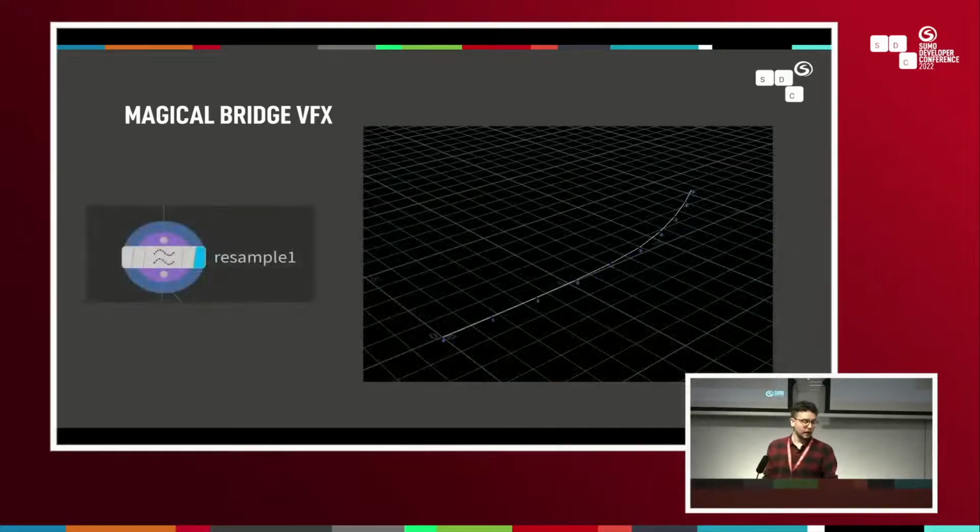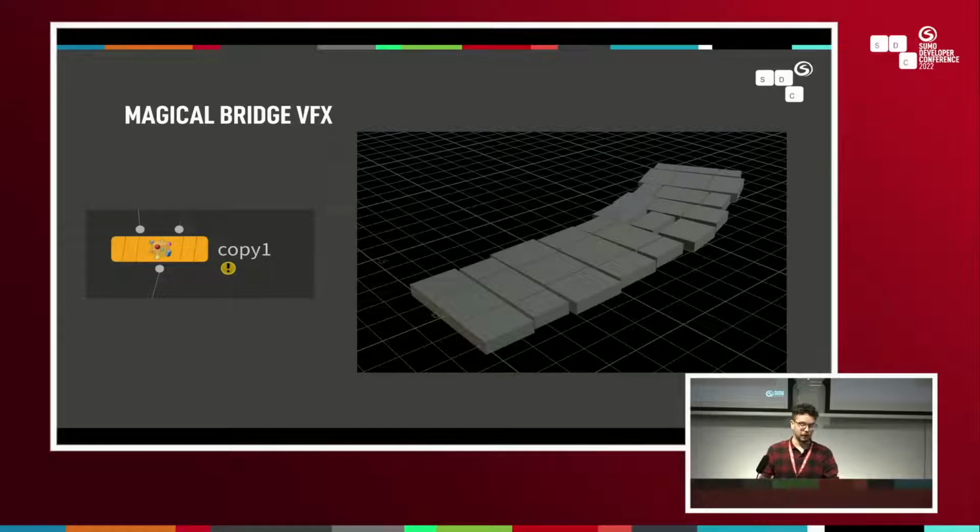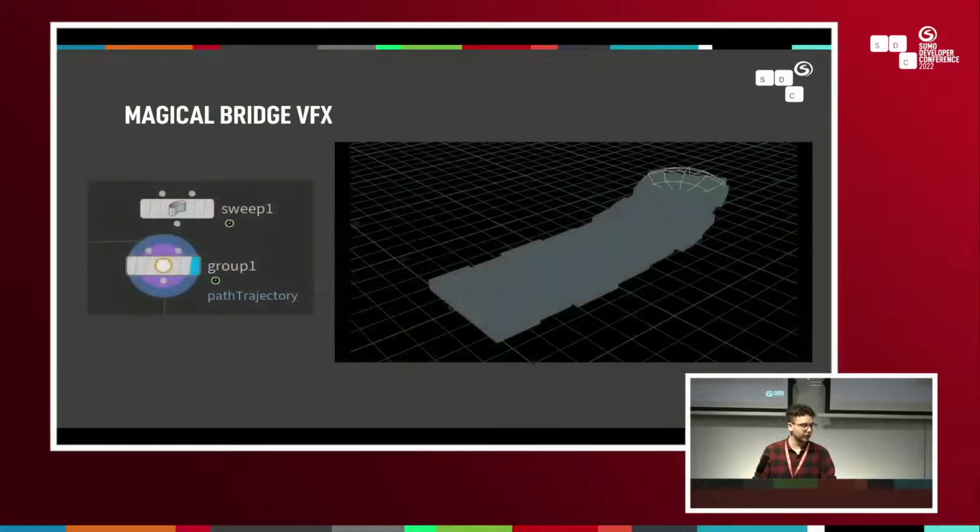So I resample this spline in Houdini just so it has a uniform amount of points. This spline is made by the artist in Unreal in real time. And then I copy, well, this is just to build the bridge. You could do anything really. I just made it quickly out of cubes with some randomization on the scale. And then here the simulation part comes.